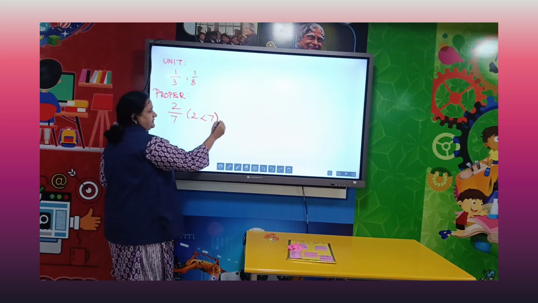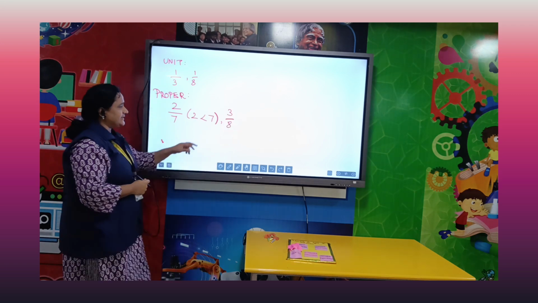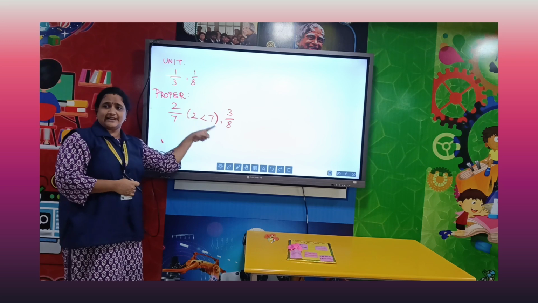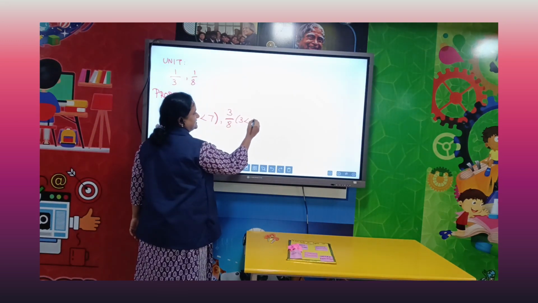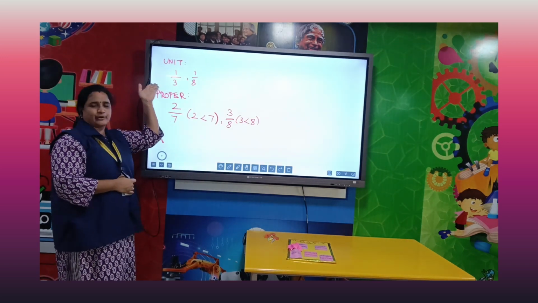One more example. 3 by 8. Is it a proper fraction? Yes, because 3 is less than that of 8. Yes. So 3 is less than 8. So these two examples denote it is a proper fraction.